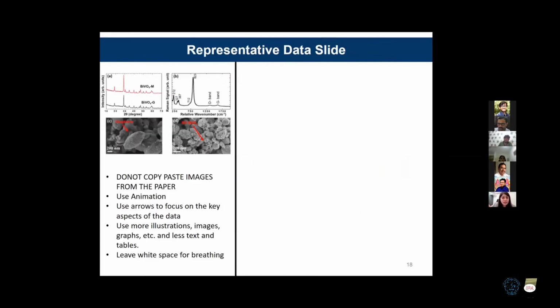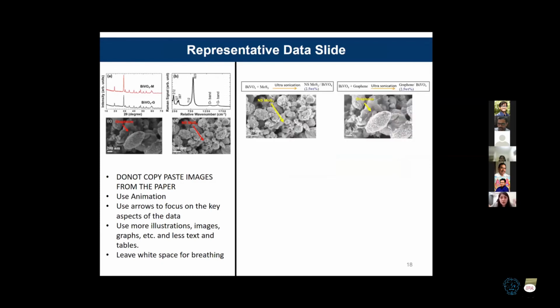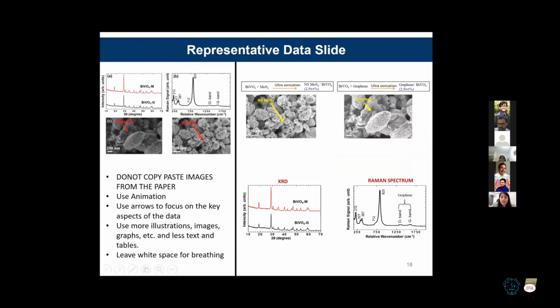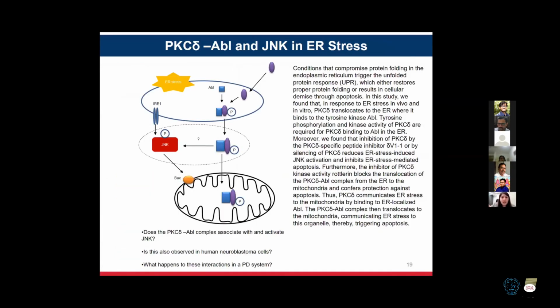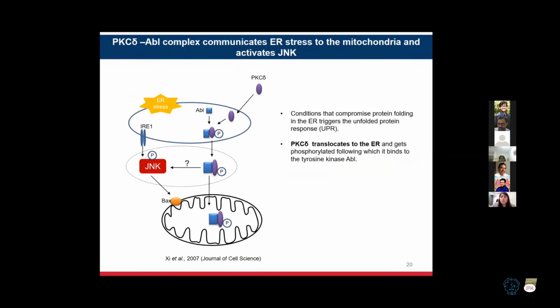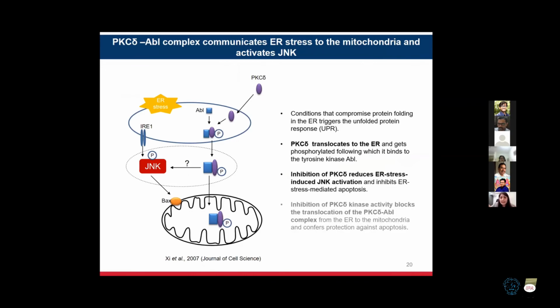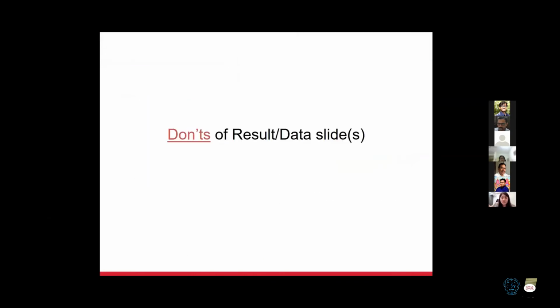So when I talk about data slides, you need not copy paste images from your paper. Try to use animation, use arrows to focus and emphasize on the findings that you are verbally communicating. Use more illustrations and less text. If I ask most of you, you will say this is not a good slide because it is very text heavy. If you have to focus on some of the key findings, use bullet points, use bold in moderation to highlight the key findings. So this is how the result slide should look.